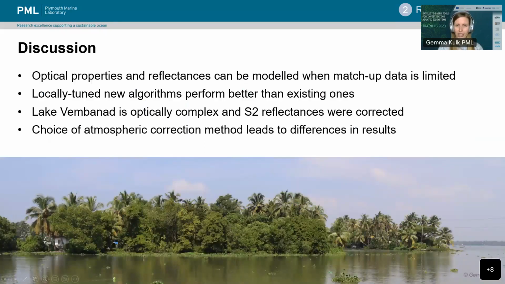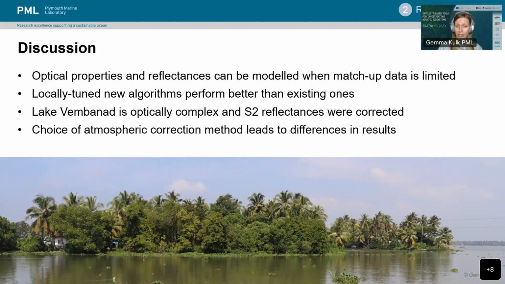So our study included an extensive field campaign in Lake Vembanad that measured various water quality indicators over an annual cycle, but only a small number of match-up data points were available. Matching satellite and in situ data in Lake Vembanad was difficult for several reasons, including logistical issues and conflicting requirements affecting the scheduling of the field campaigns during satellite overpasses.